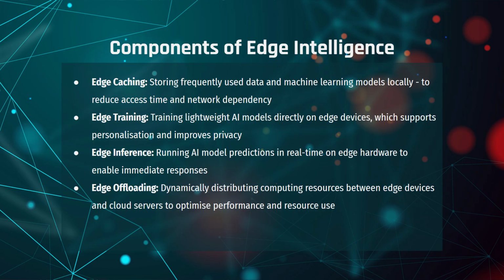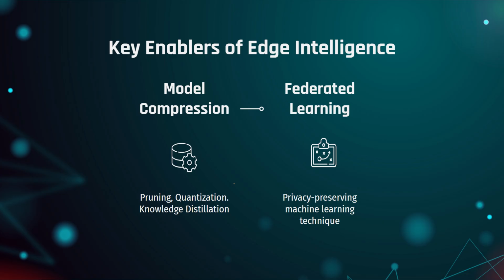There are four key components of edge intelligence. First, edge caching, which is about storing frequently accessed items closer to edge devices. Next, edge training, where lightweight AI models are trained directly on edge devices, which supports personalization and improves privacy. Edge inference is about using these models to support real-time tasks. And lastly, edge offloading is about dynamically distributing computing resources between edge devices and cloud servers to optimize performance and resource use.